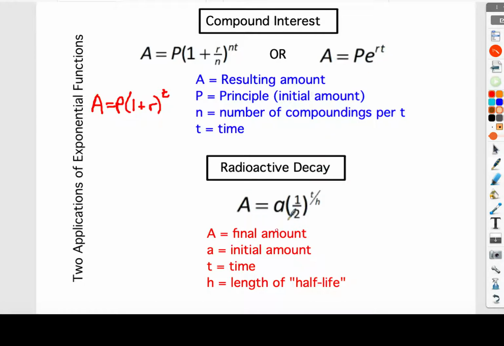Down here at the bottom is radioactive decay. You'll notice the major difference, and we'll come back to this one. The major difference is that this is a 1/2. Again, we're decaying away rather than growing, right?